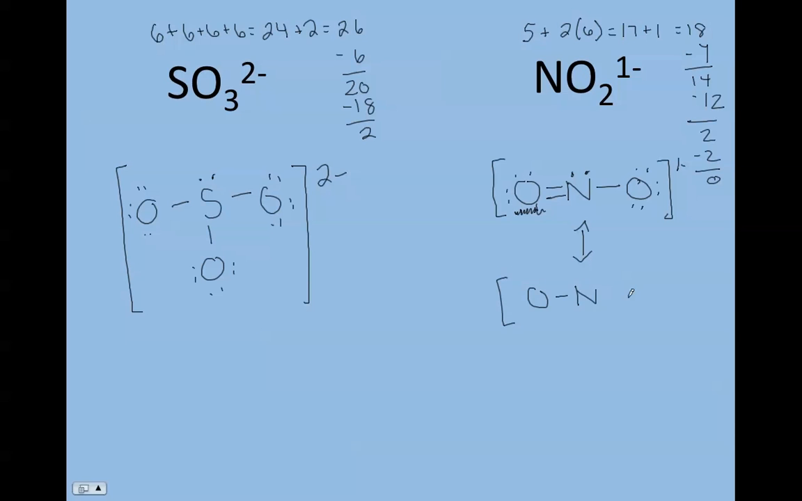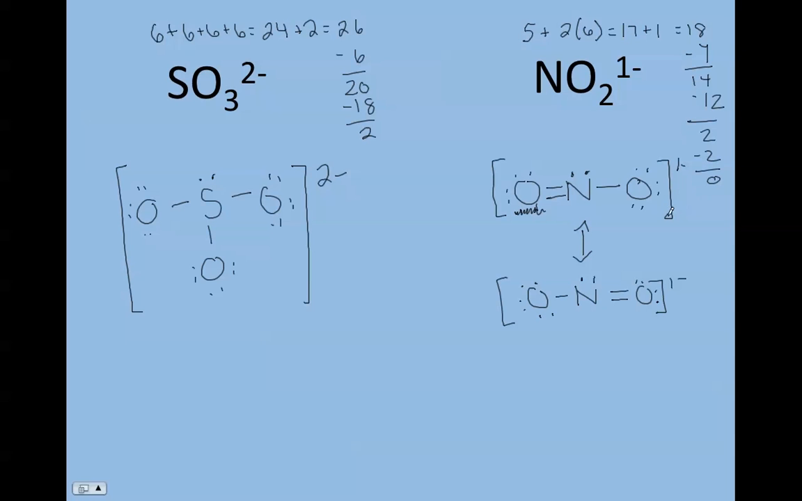Okay, so copying this down and basically doing a mirror image of it, we're going to now move the double bond to the other oxygen and place 4 electrons around it, if you can see it on my picture there, keeping the 2 electrons on nitrogen, and then this oxygen is going to get the 6 valence electrons, or unpaired valence electrons. So here again we're drawing a polyatomic ion of NO2, showing the 2 possible resonance structures of this polyatomic ion.